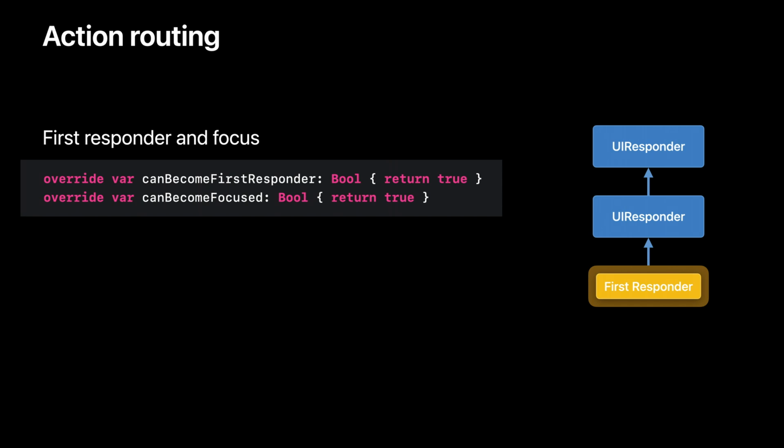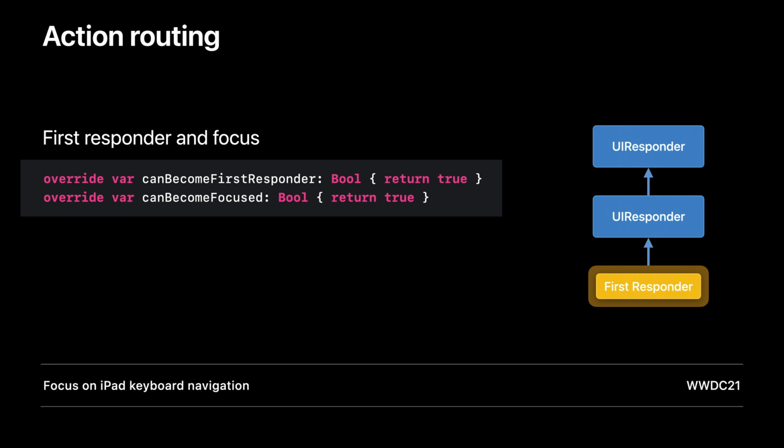properties. Since a Mac app must rely less on direct manipulation of views and more on the user selecting a view and then selecting an action from the main menu, the ability for more of your app's views to become first responder and focused becomes more important on Mac Catalyst. For more information about focus and first responders, check out the video Focus on iPad Keyboard Navigation.